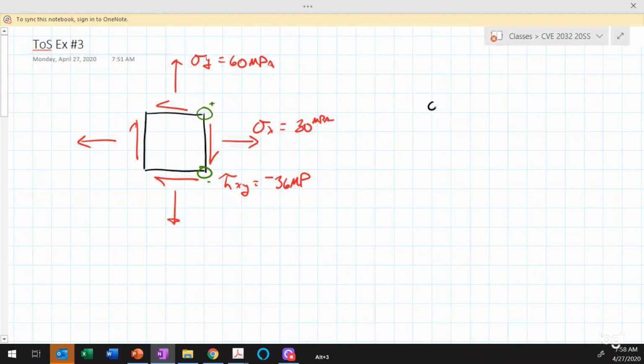So just to be clear, I'll write that sigma x is equal to 30 megapascals, positive. Sigma y is equal to 60 megapascals, also positive, and then tau xy is equal to 36 megapascals. That is negative, and I left an MPa off there. All right, so what I'm going to do is use my Mohr's circle to illustrate the different stresses that are on this section. So I'm going to draw the Mohr's circle first.